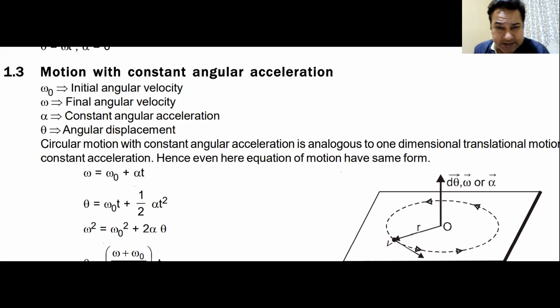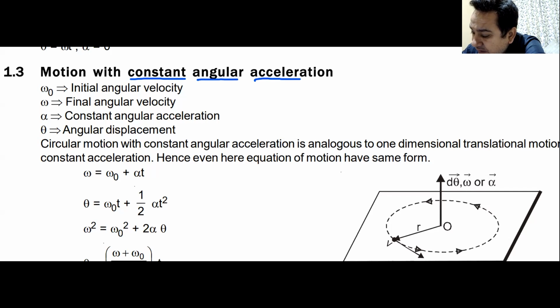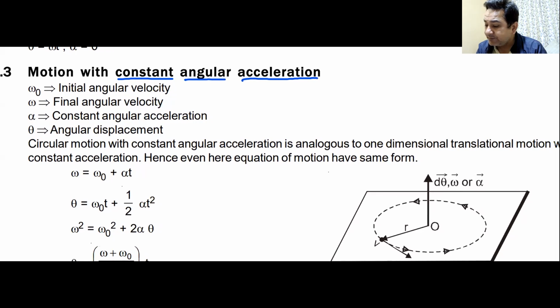Motion with constant angular acceleration. Now, what do you mean by constant angular acceleration? Could anyone tell me what is this constant angular acceleration? Remember, everything that we are doing here has already been covered in your first chapter. In your first chapter, we have done this already. Now the heading might be looking different here than the heading there.